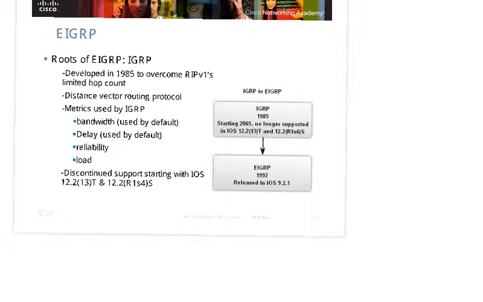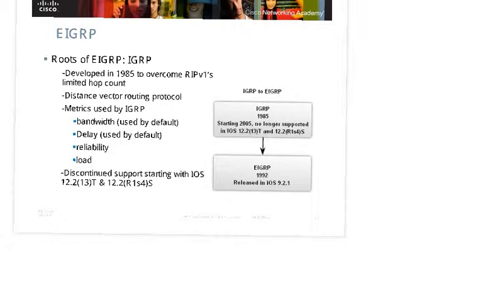Later on, EIGRP was released in the early 90s to overcome the problem related to classful routing. So EIGRP deals with classless routing, in addition to some enhancements related to the route updates, which we have discussed before and we'll discuss again today.